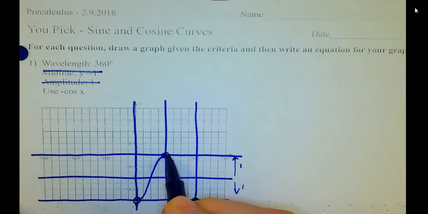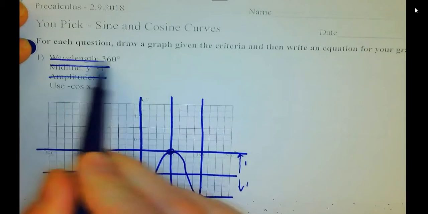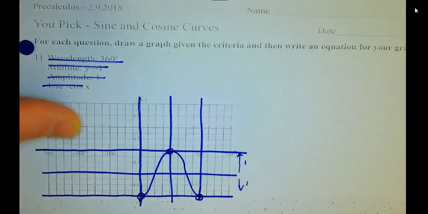And we know that a cosine curve has this sort of bell shape to it, and that takes care of negative cosine. The next one I want to do is we're going to do one with a phase shift.